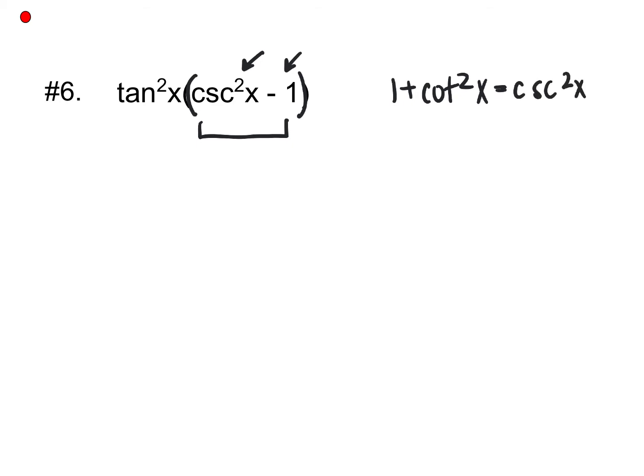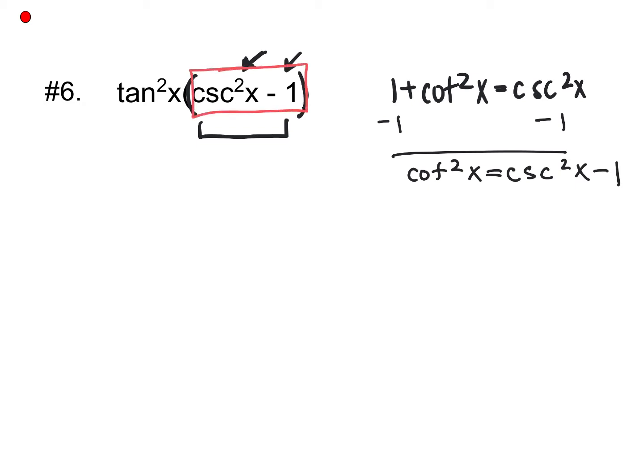And I'm going to rearrange it to keep my cosecant positive because that's first. So I need to subtract 1. And when I do that, I know that cotangent squared is equal to cosecant squared minus 1. And now I will notice this is exactly the same as this, so I can replace it with the cotangent squared. So now I have tangent squared times cotangent squared. Now I don't have any plus or minus 1s, which is great, and I have tangent and cotangent.